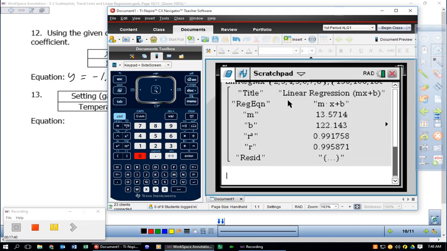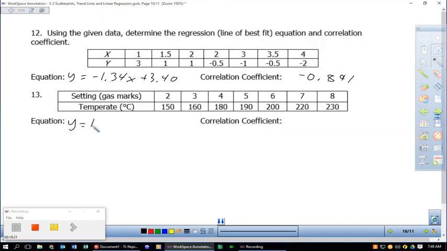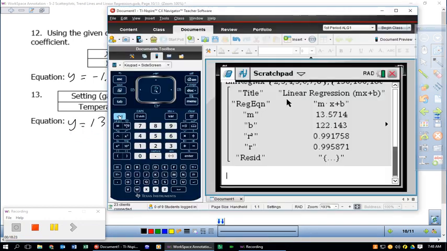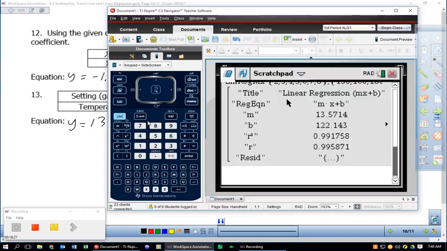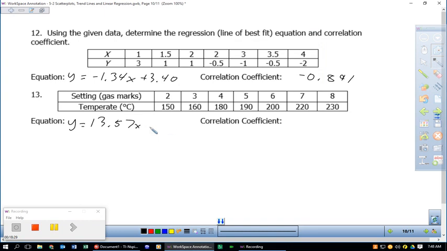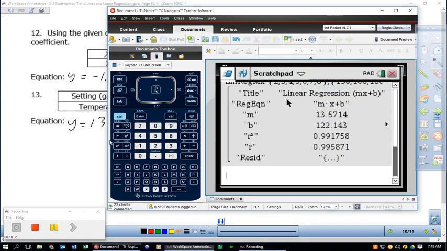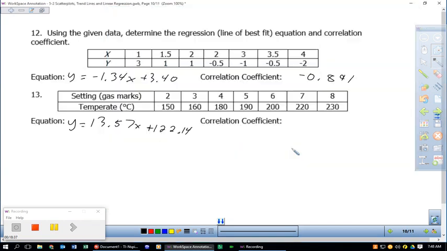The equation is 13.57x plus 122.14. And my correlation coefficient is 0.995. Actually it rounds to 0.996. Really good positive correlation.